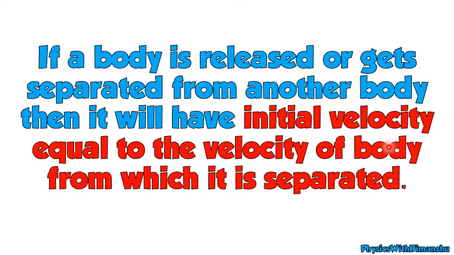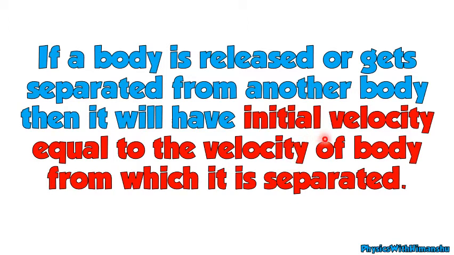Okay, so if a body is released or gets separated from another body, then it will have initial velocity equal to the velocity of the body from which it is separated. So suppose I throw something from a moving aeroplane. Initially the thing was with me and I am in the aeroplane, so the thing will have some velocity, which will be equal to the velocity of the aeroplane. So the initial velocity of that thing should be taken equal to the velocity of the aeroplane.